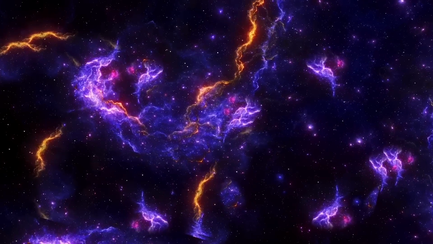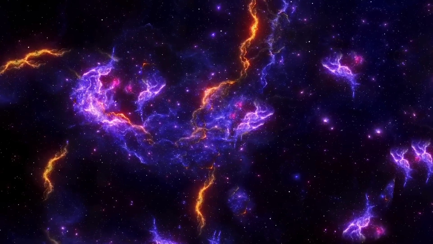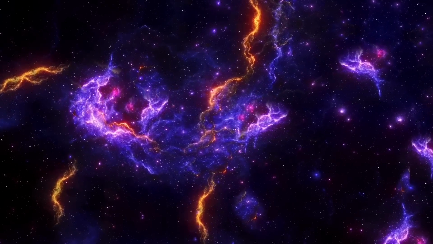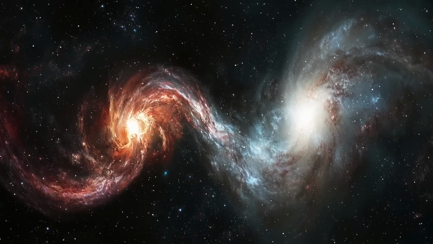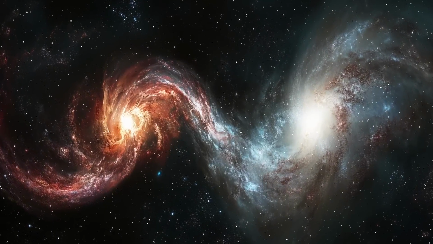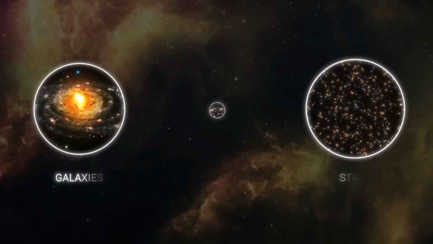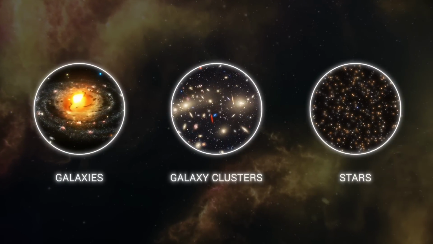When inflation ended, these density variations started shaping the universe in subtle ways. Denser areas began attracting more matter under gravity, gradually growing in contrast to less dense areas. Over time, these dense regions became the very structures we observe today: galaxies, stars, and galaxy clusters.